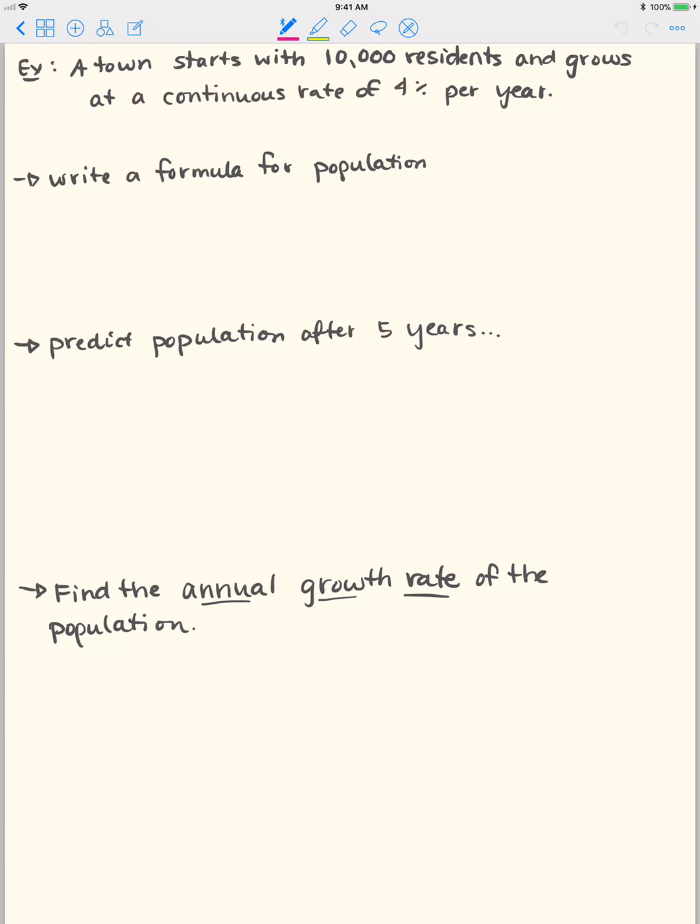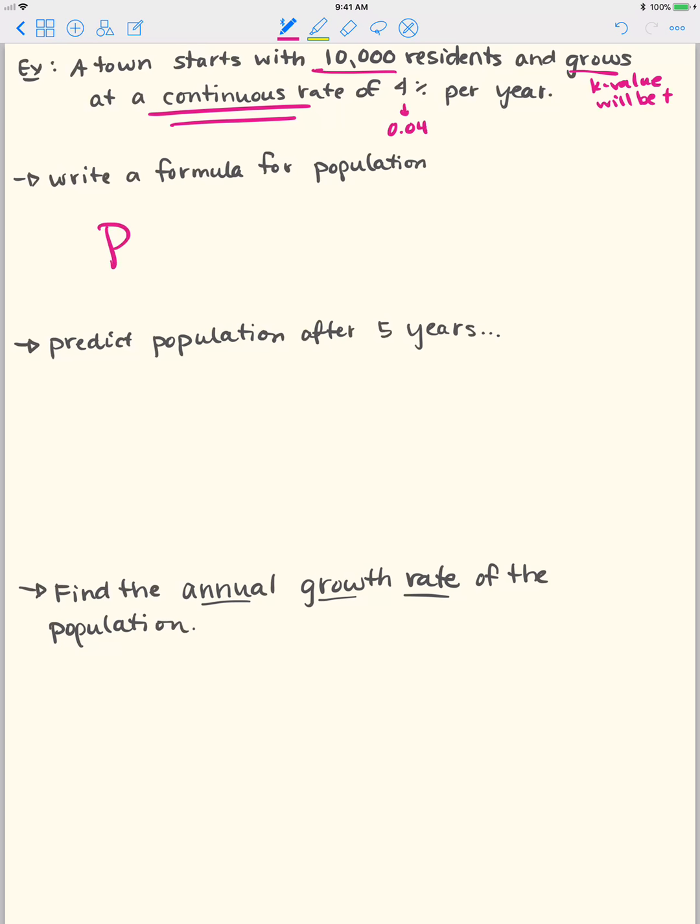Okay. So here's another word problem with another continuous rate. So you have a town that starts with 10,000 residents, and it's going to grow at a continuous rate of 4% per year. Again, the word continuous is key in writing the formula because this needs to show a continuous growth rate. So we'll use e in our formula. So 4% is 0.04. It's growing, so our k value, our exponent on e, will be positive.